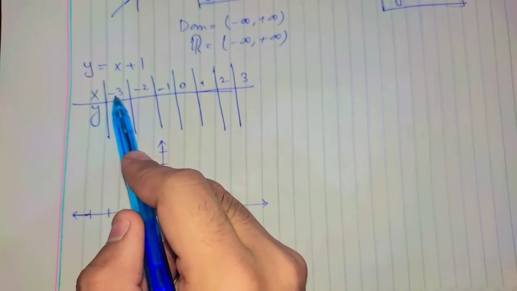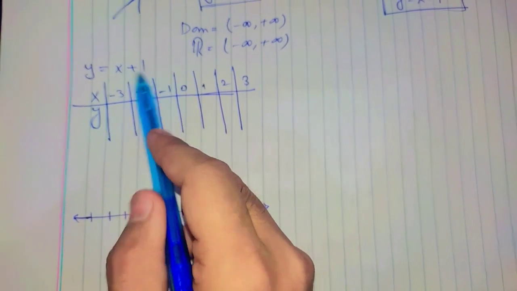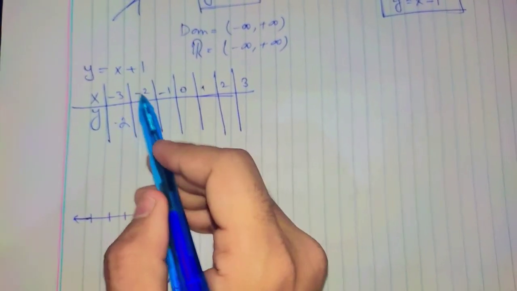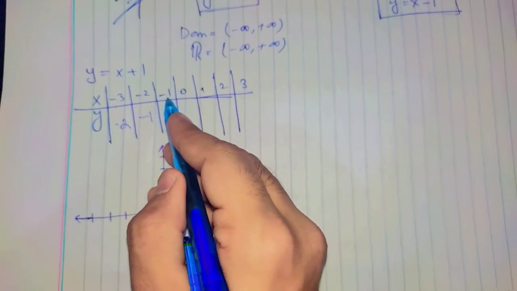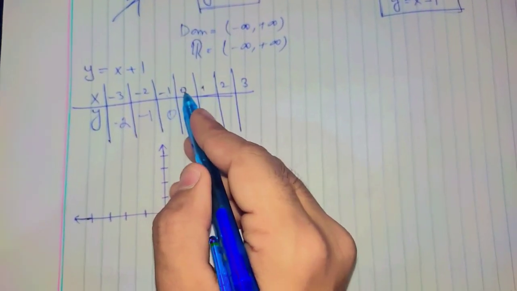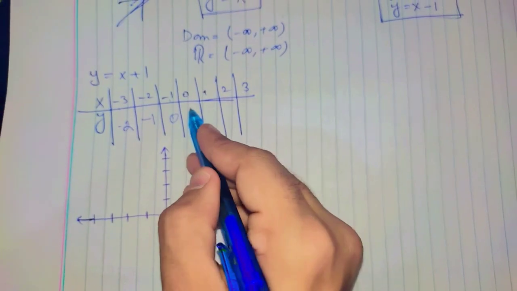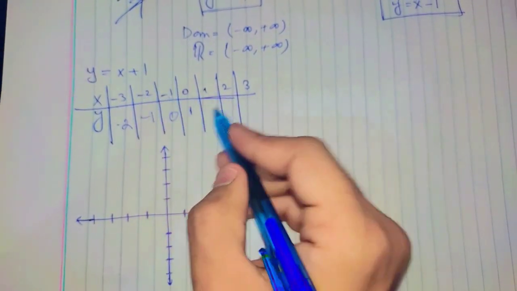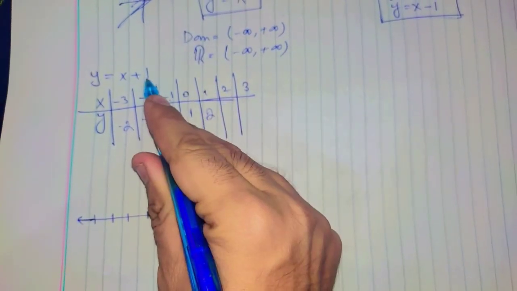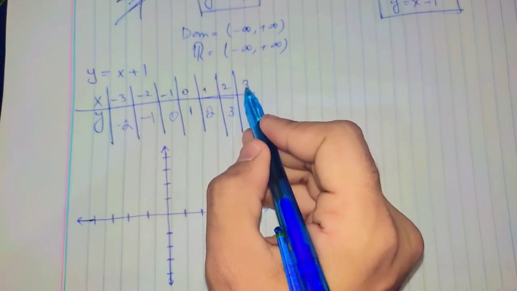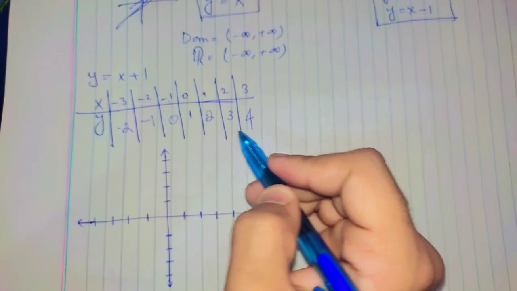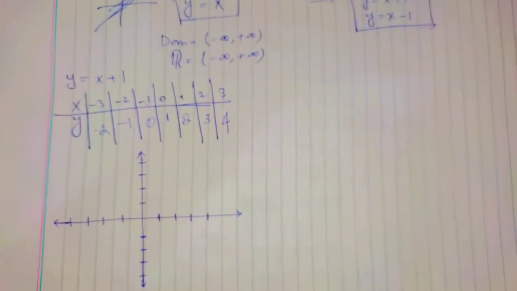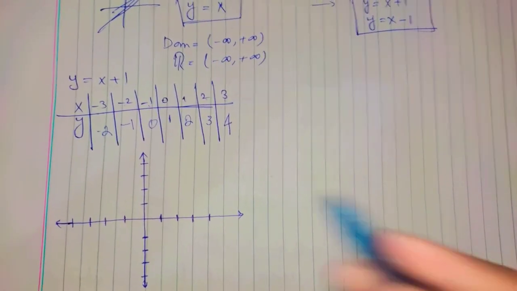So when you put -3 in the equation, you will get -3 plus 1, which is -2. When you put -2, you will get -2 plus 1, which is -1, and when you put -1, you will get 0. When you put 0, you will get 1, when you put 1, you will get 2, when you put 2, you will get 3, and when you put 3, you will get 4. So these are the points on the y-axis. Now we have to sketch the graph on these points one by one.